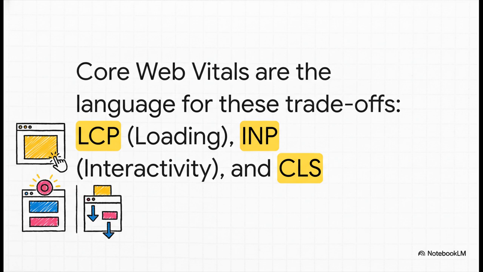Core Web Vitals are what give us a shared, user-centric language to stop guessing and start actually measuring these trade-offs. We're not dealing with vague complaints about a page being slow or janky anymore. Now we're talking about Largest Contentful Paint for loading, Interaction to Next Paint for interactivity, and Cumulative Layout Shift for stability. This is our vocabulary for precision engineering.